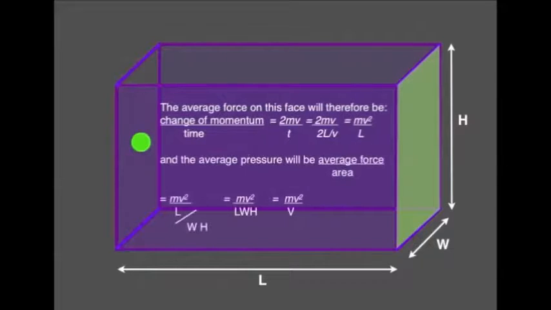The average pressure on the face is the force divided by the area. That is the force, mv squared over L, all divided by W times h, the area of the face. This gives mv squared divided by LWh, but L times W times h is the volume of the box. So we replace that with capital V for volume.